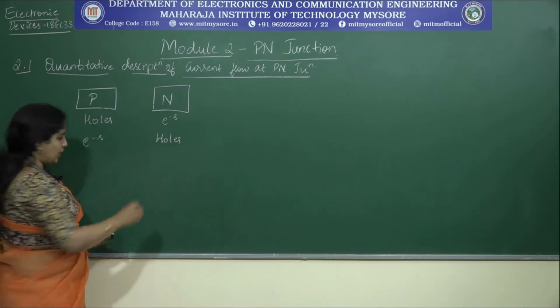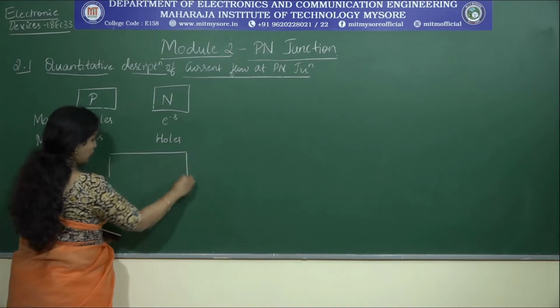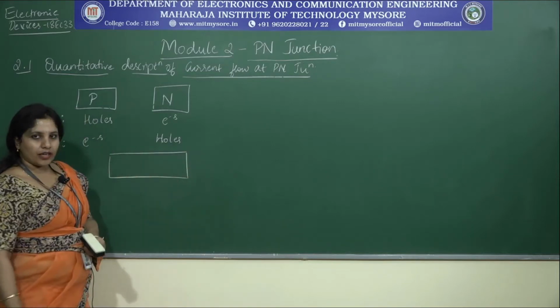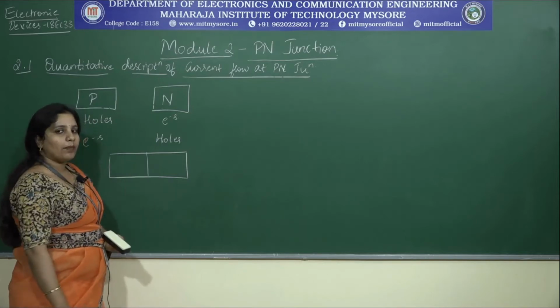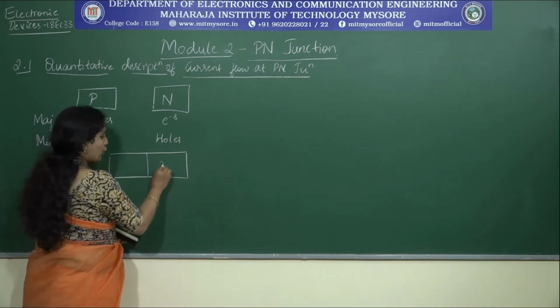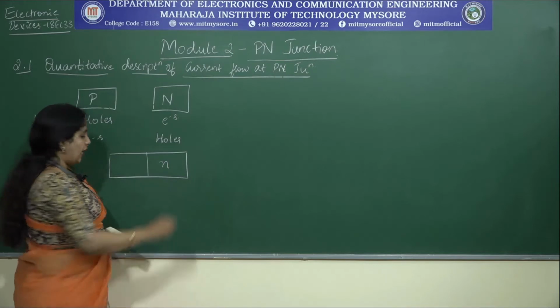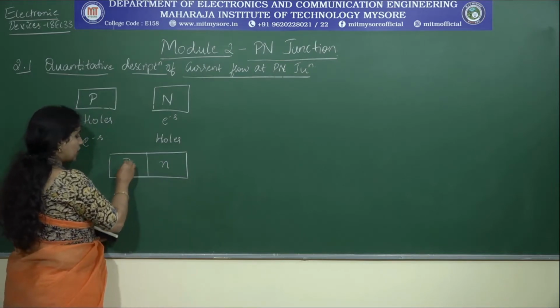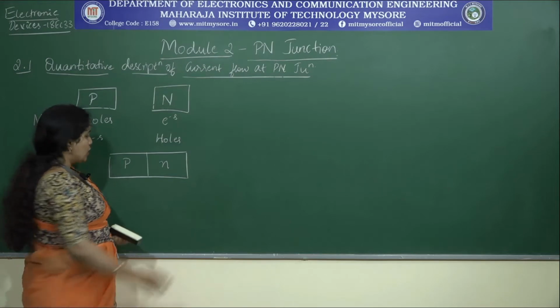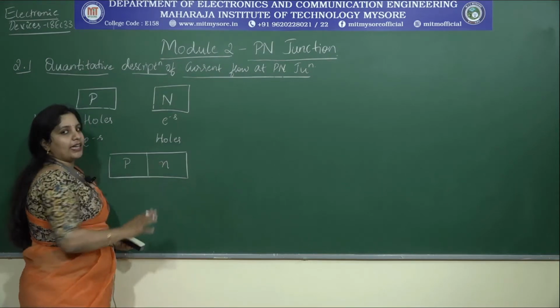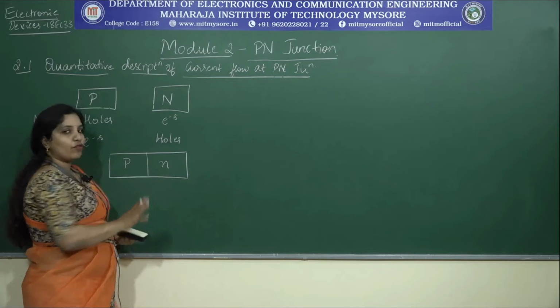Now what is it that I am trying to do? I am trying to consider a semiconductor bar, out of which halfway I will be doping with a pentavalent impurity which forms an n-type material, and I will be doping the other half with a trivalent impurity which forms a p-type material. So that is how basically a p-n junction is formed.